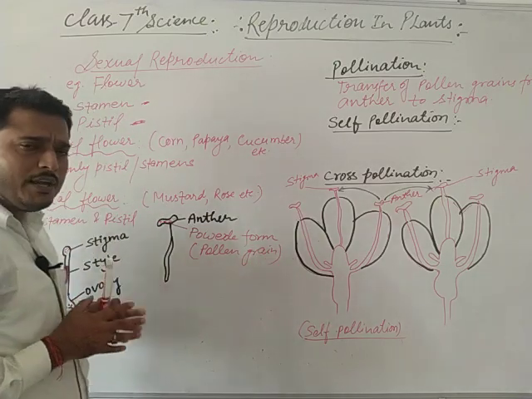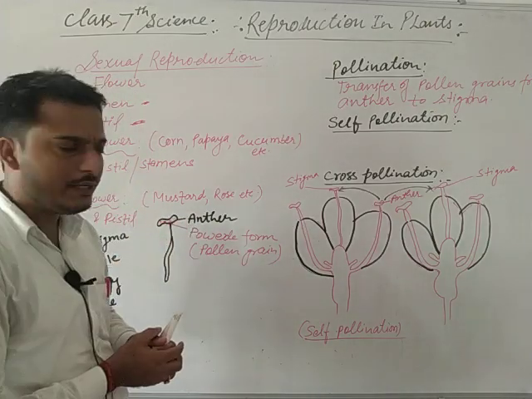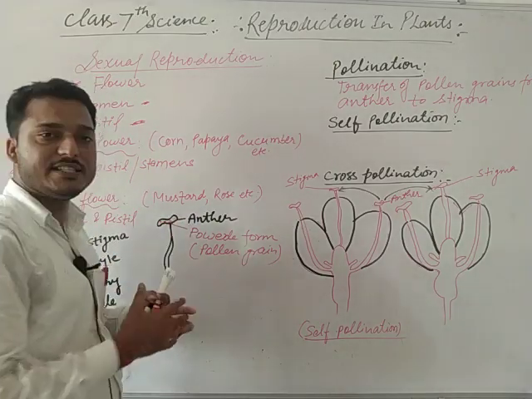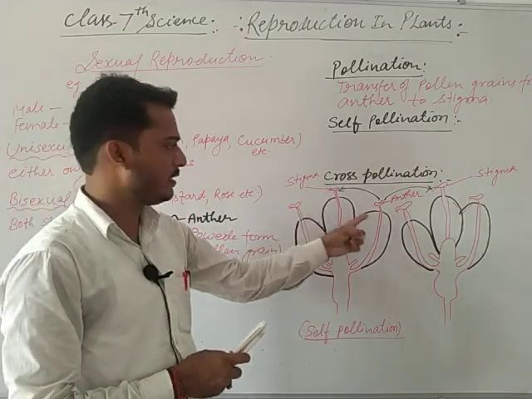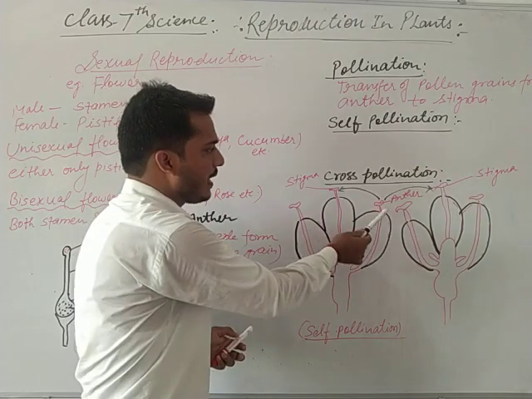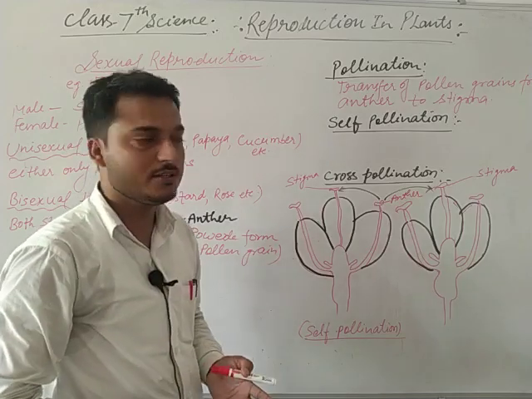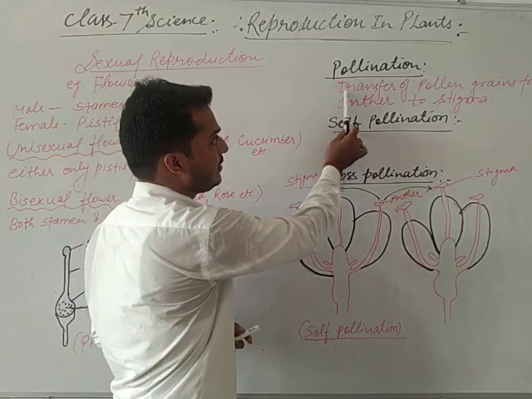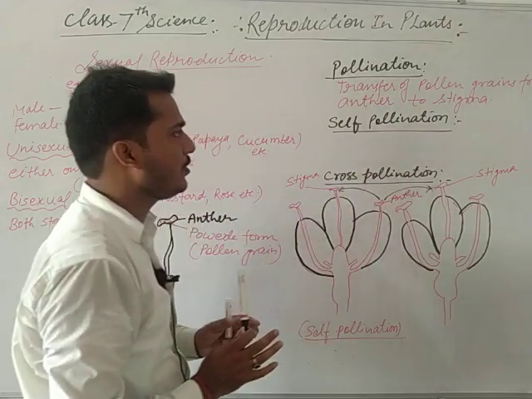When the flower is in a mature condition, the anther bursts out and the powder is released from here and adheres to the stigma portion. When it is ripe, it bursts and the powder reaches the stigma part and pollination occurs. So it is clear that transfer of pollen grains from anther to stigma is known as pollination.